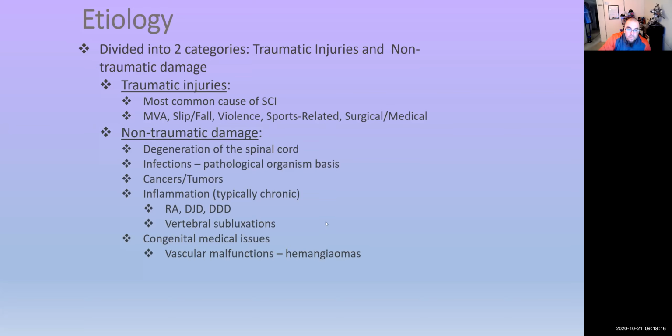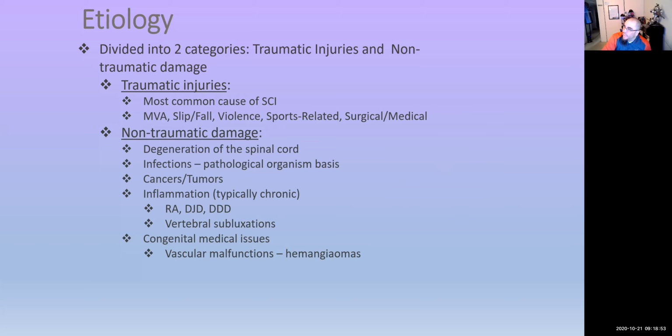Vertebral subluxations, where the vertebrae just kind of slide, are common. Congenital medical issues are common, especially this term called hemangioma. So with hemangioma, here's our spinal cord disc and we have our bone kind of overlaid over it, right? That's a really bad drawing. A hemangioma is where blood vessels come in and start growing into the vertebral body, right?